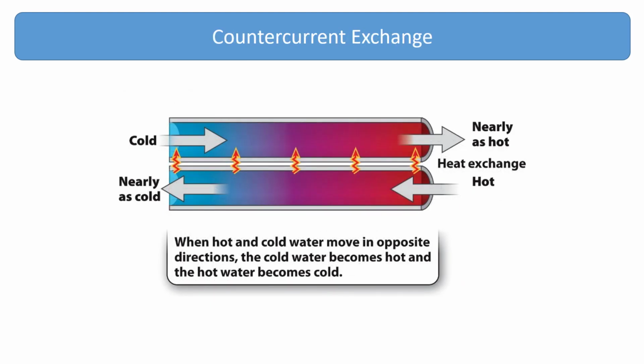Now consider what happens when the water in the two tubes flows in opposite directions, called countercurrent flow. The cold water entering on the left encounters increasingly hot temperatures and, given enough distance, becomes nearly as hot as the hot water entering the other tube from the right. The hot water encounters increasingly cold temperatures as it moves to the left and becomes nearly as cold as the cold water entering the other tube on the left-hand side. This mechanism, known as countercurrent exchange, is used widely in nature.